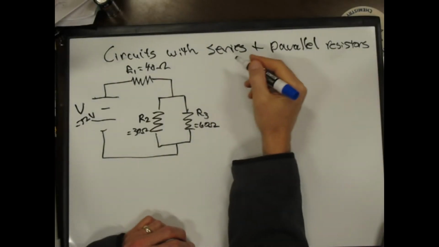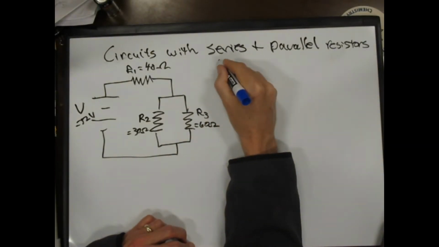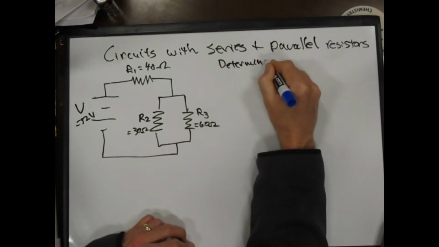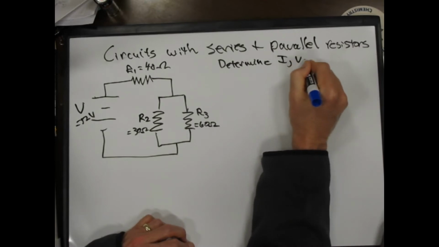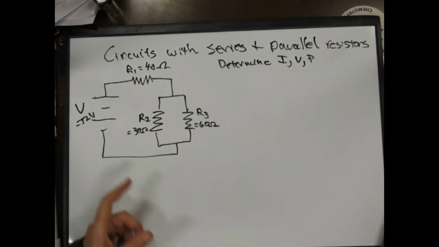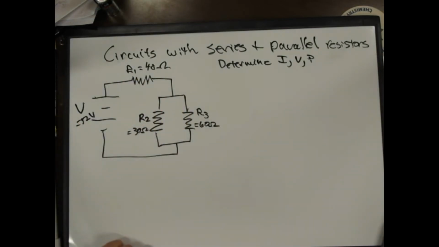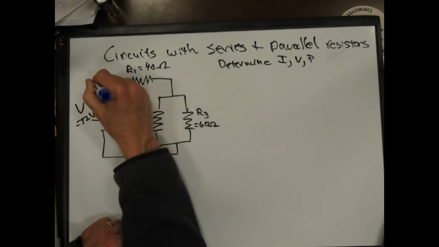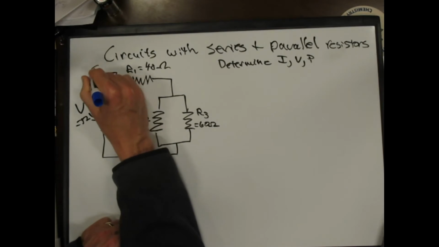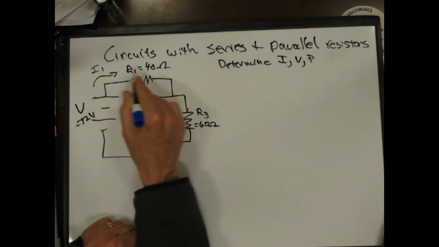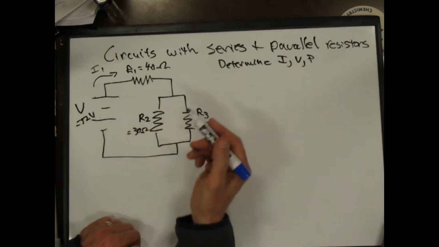So here's a circuit. Just like we've been doing, we're going to determine the current, the voltage, and the power on each resistor, right? And so let's draw some currents through here. We'll call this guy I1, because I can call it I, it's the total current going out, but it's also going through I1.